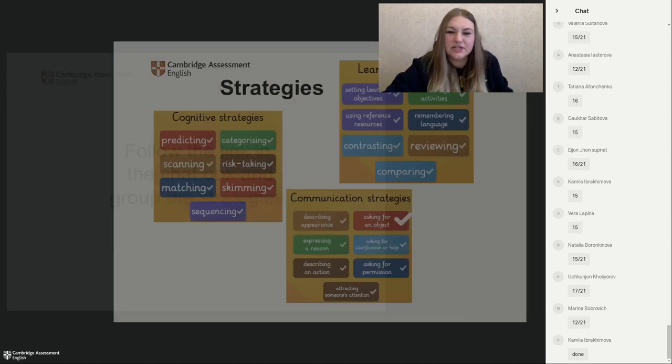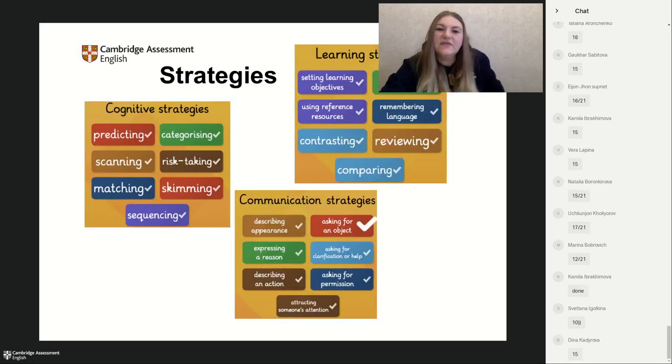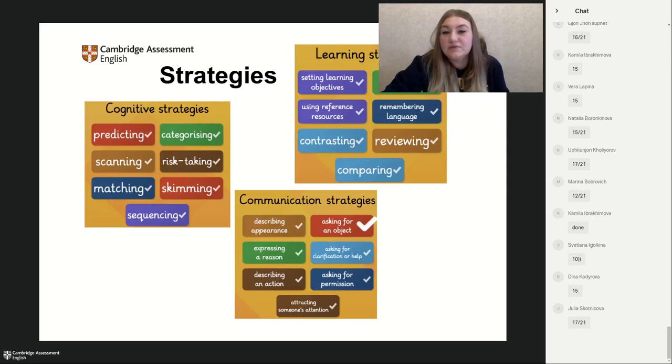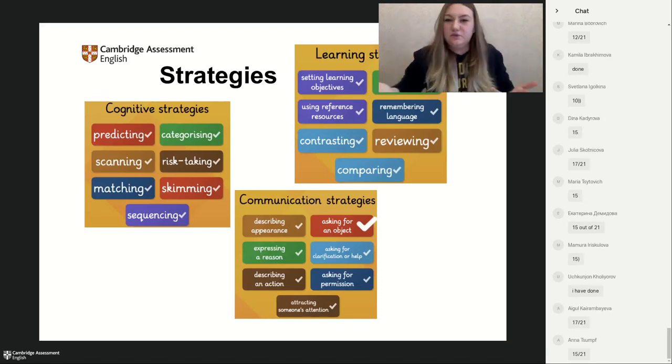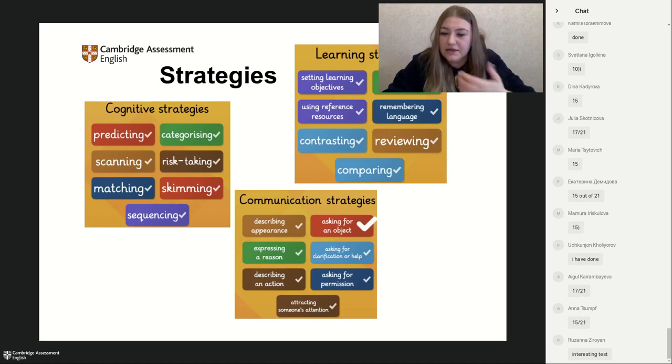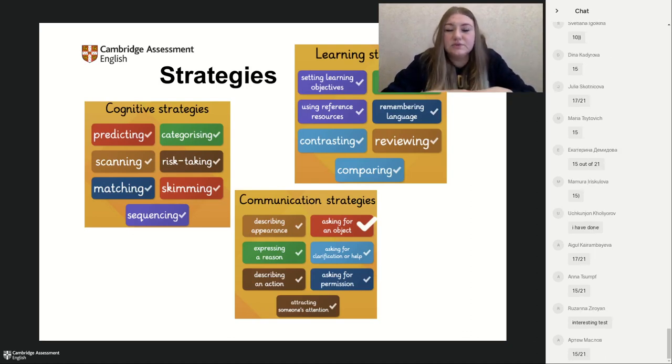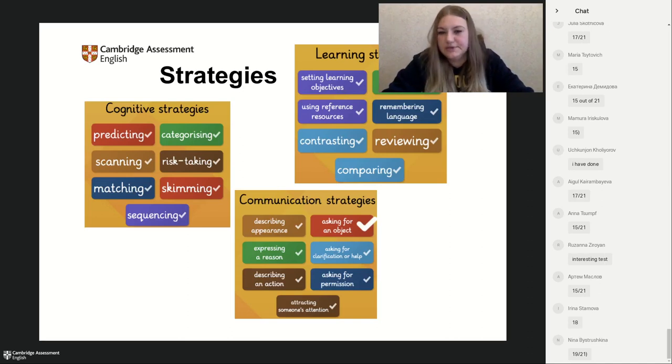Yeah, so I can share the correct answers on the next slide. Here you can see the examples of learning strategies, everything our students do to learn language. So they are setting learning objectives for themselves, selecting activities, using reference resources, remembering language, contrasting, reviewing, and comparing. As for cognitive strategies, we can see here the examples of predicting, categorizing, scanning, risk-taking, matching, skimming, and sequencing.